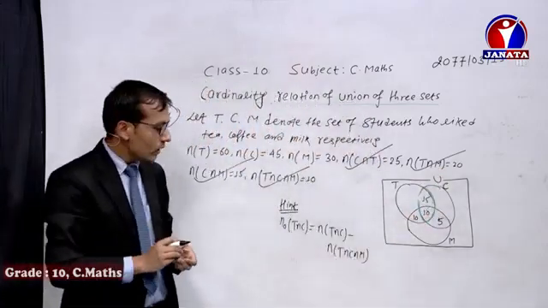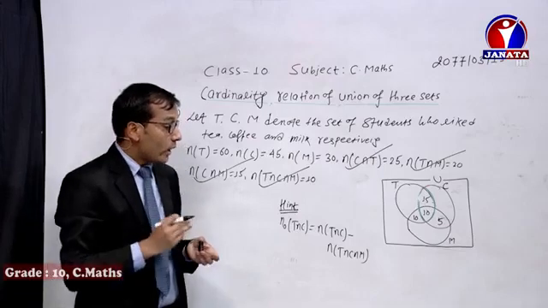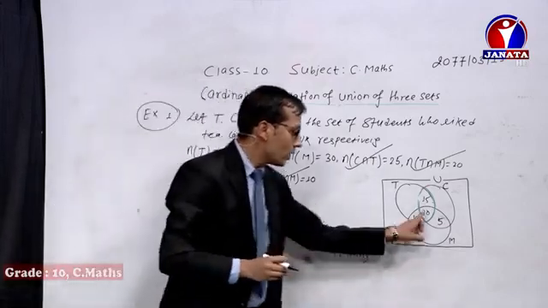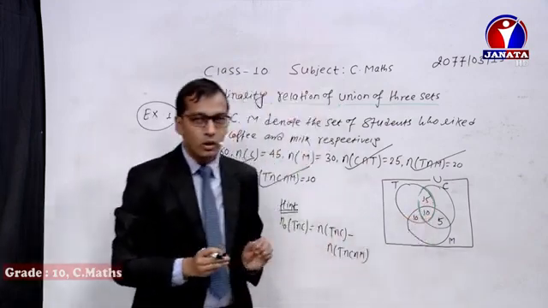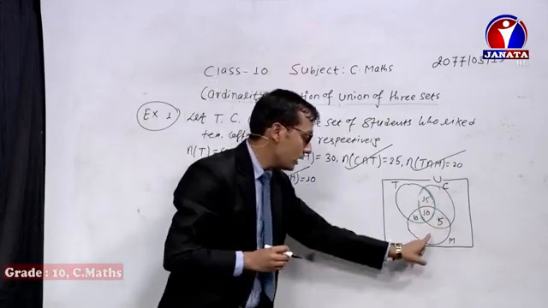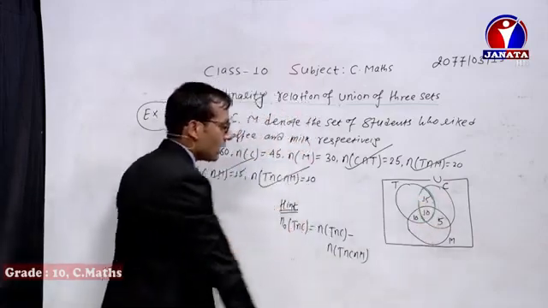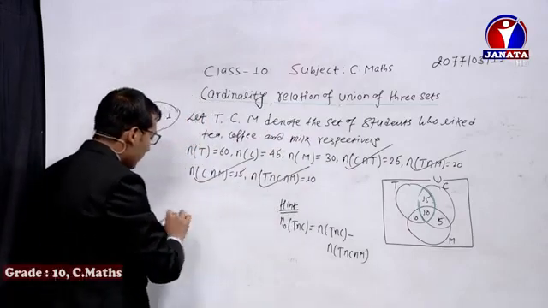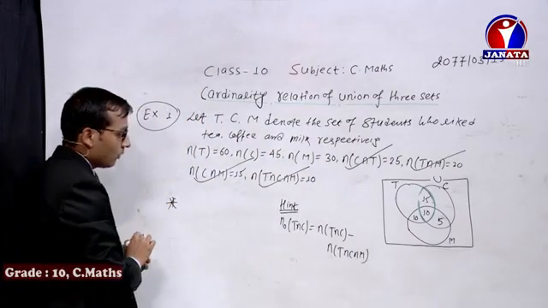Okay. Now we can see we have filled the numbers in 4 different regions: 1, 2, 3, 4. Now we need to fill the numbers in only T, only C and only M. Now what is only T? Look at the hint. How can we find the number for only T?